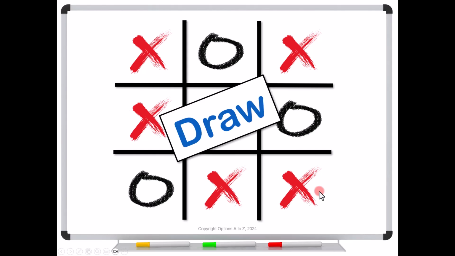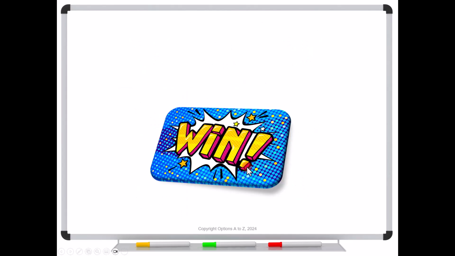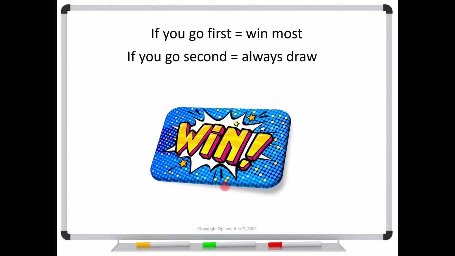So by taking the center square when you are second, you can always force a draw. So again, this was the whole idea of being an overall net winner. If you go first, you win most of the time. If you go second, you will always draw. And again, therefore, you always win in the long run.